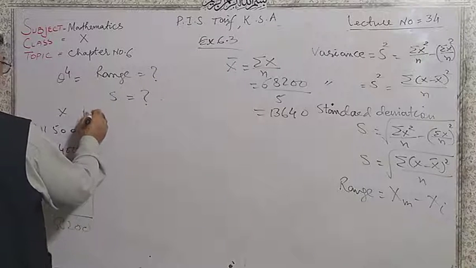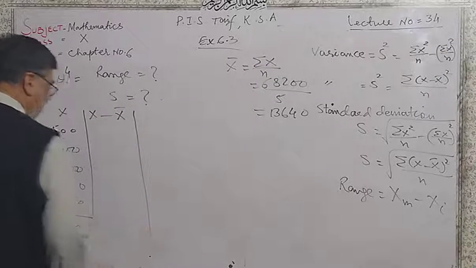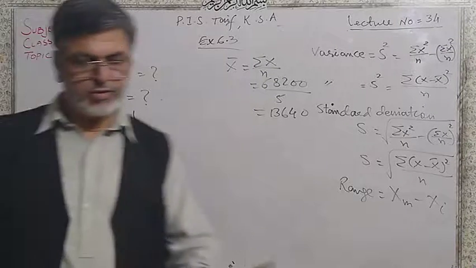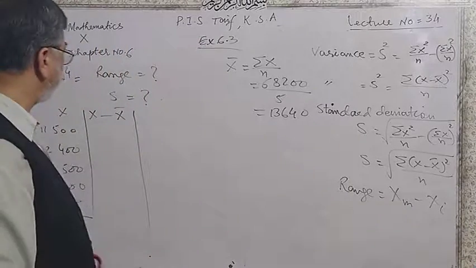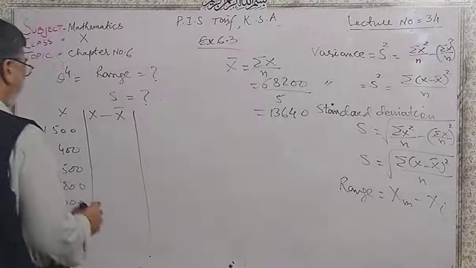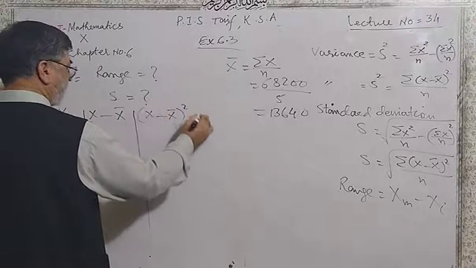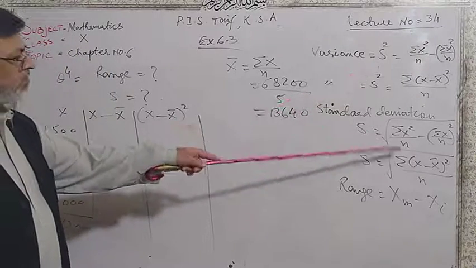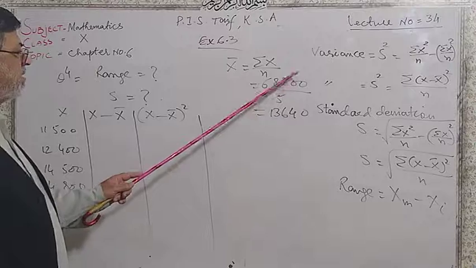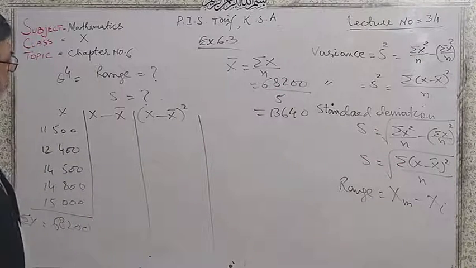And what is x minus x bar? You will find x minus x bar. Then x minus x bar whole square. Basically, we are applying this formula, the second standard deviation formula, the proper mean formula.